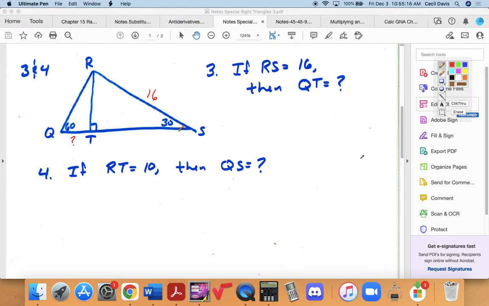Do we really need to find the long leg of the triangle on the right? No, we just need the short leg. How long is the short leg going to be? 8, half the hypotenuse. And then from there to get to QT, we have to divide by the square root of 3. Can't reduce, so I'll rationalize. It's 8 square roots of 3 over 3.